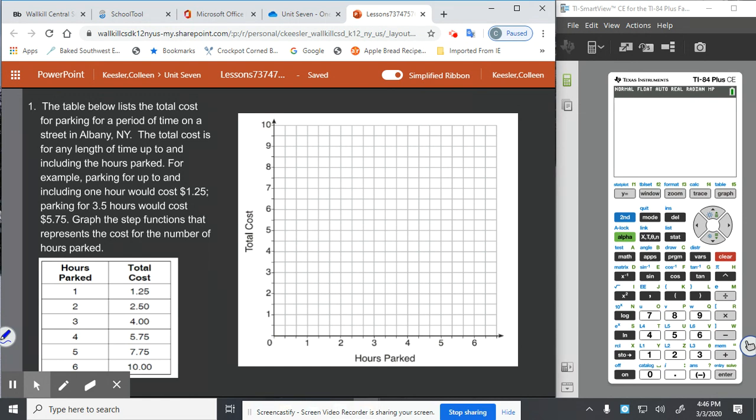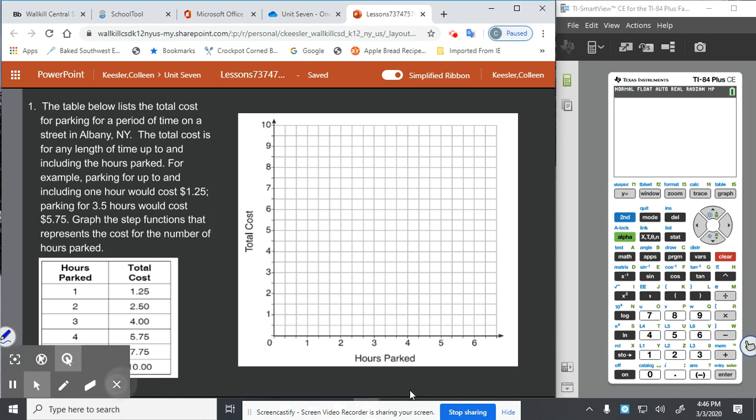The table below lists the total cost for parking for a period of time on a street in Albany, New York. The total cost is for any length of time up to and including the hours parked. For example, parking for up to and including 1 hour would cost $1.25. Parking for 3.5 hours would cost $5.75. Graph the step function that represents the cost for the number of hours parked.